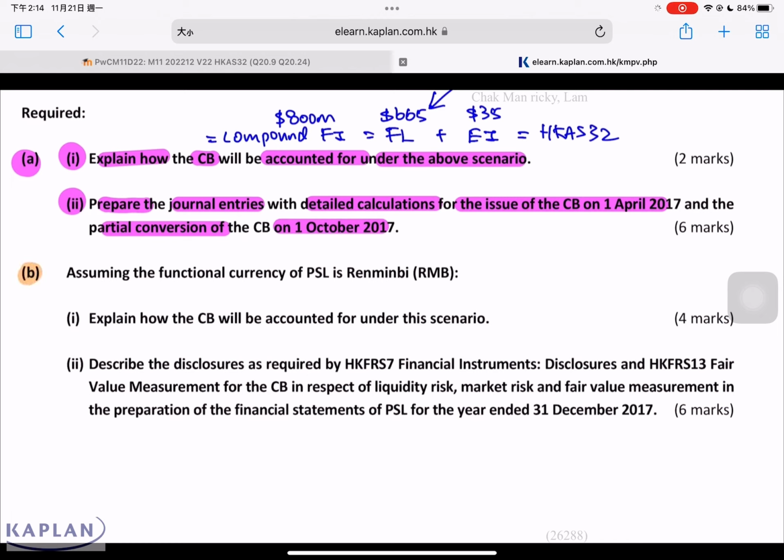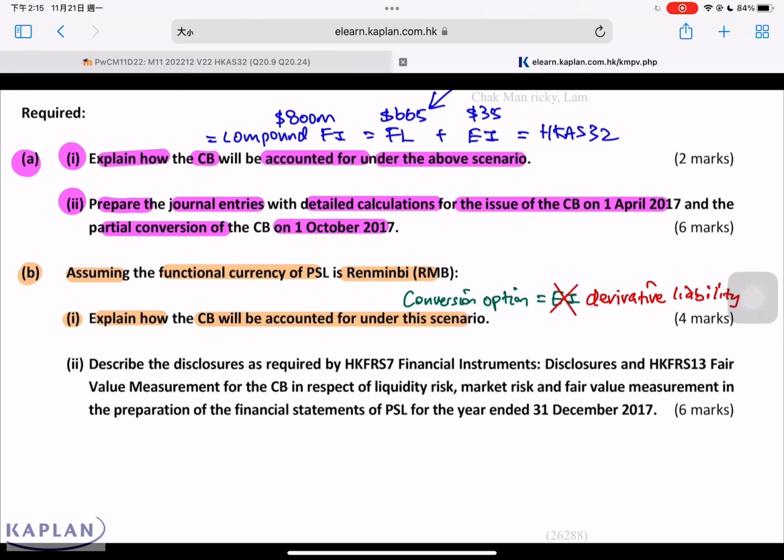For part B, assuming the functional currency of PSL is renminbi, we are required to explain how the convertible bond will be accounted for under this scenario. If the functional currency of PSL is renminbi and they issue a convertible bond in Hong Kong dollar, then the conversion option does not meet the definition of equity instrument. In order for the conversion option to be an equity instrument, it must involve a fixed amount of cash for a fixed number of shares, which means this will be considered a derivative liability.